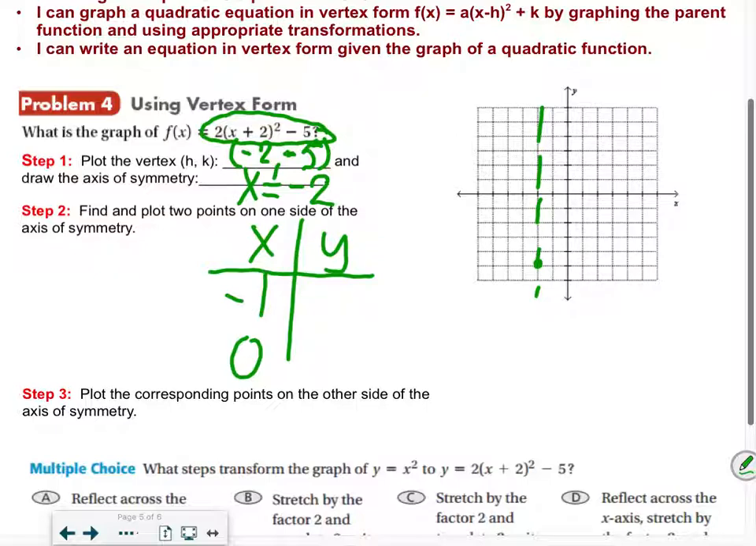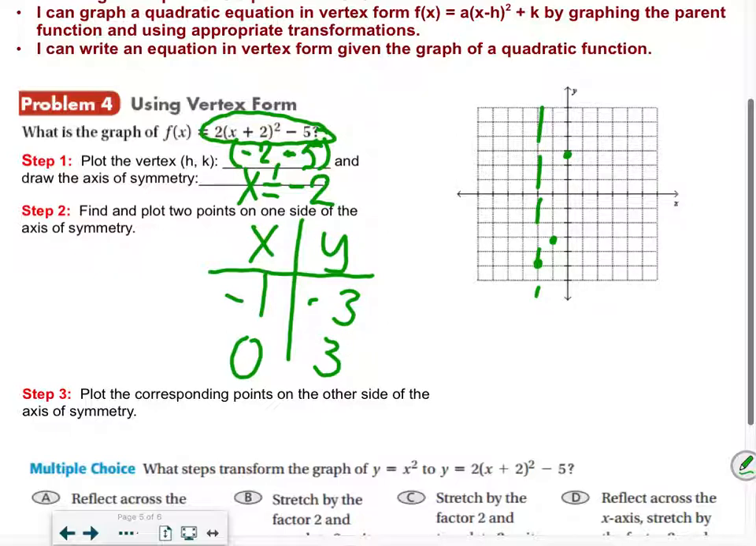Do you get -5? What's -1 plus 2? -1. What's 1 squared? 1. 1 times 2? 2. 2 minus 5? That's too much. And then you get -5. No. For 0. And then 0 should be 3, right? Yes. 0 plus 2, 2, 2 squared, 4. 4 times 2, 8. 8 minus 5. 3.